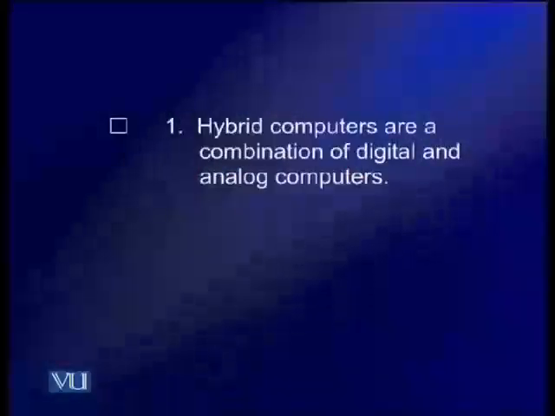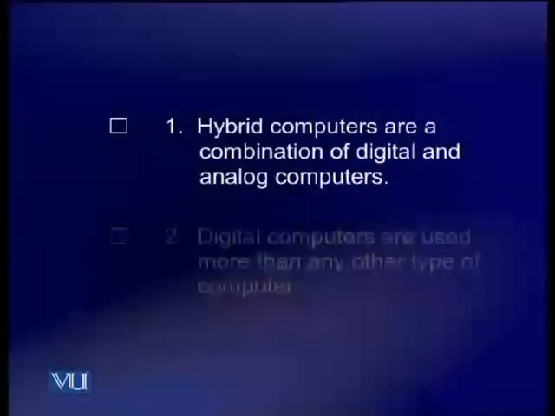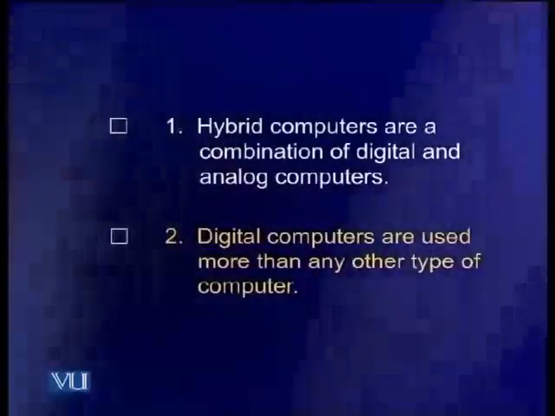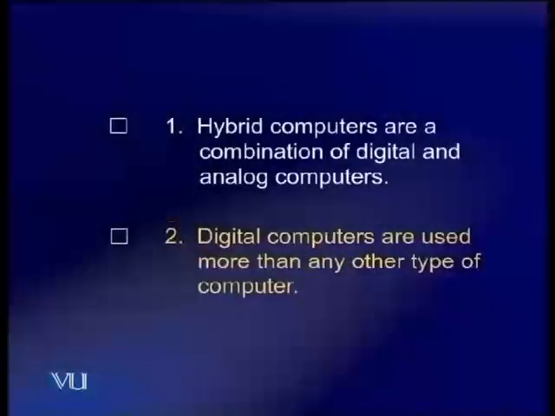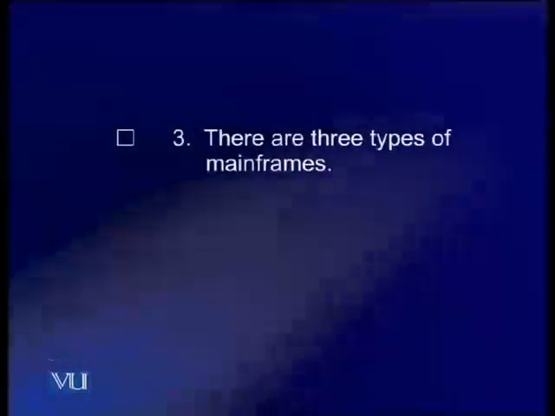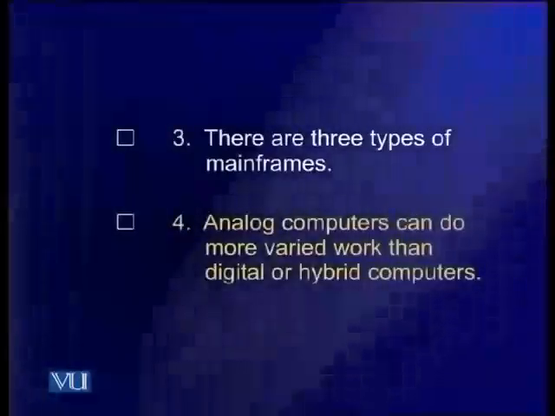The first sentence: hybrid computers are a combination of digital and analog computers. Is that the main idea of the passage? Number 2, digital computers are used more than any other type of computer. Is this the main idea? Does this statement express the main idea of the passage? Number 3, there are 3 types of mainframes. Was the passage about this?